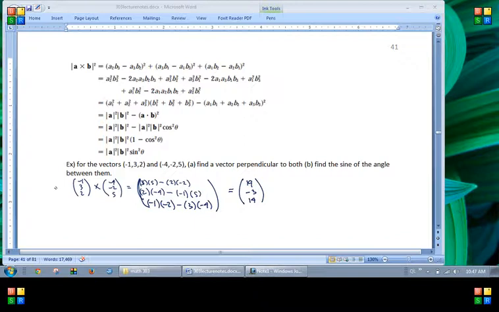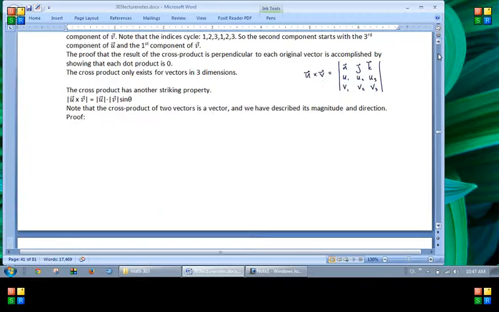So that was part A. So now part B. Find the sine of the angle between them. So how do we do that? The formula tells us this. So there's a formula, and we're going to flip it around so we're solving for sine theta. So sine theta is the magnitude of the cross product divided by the magnitude of u times the magnitude of v.